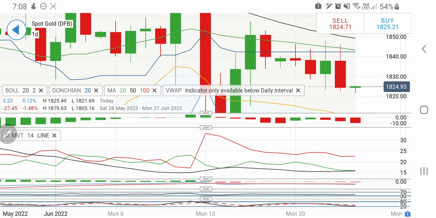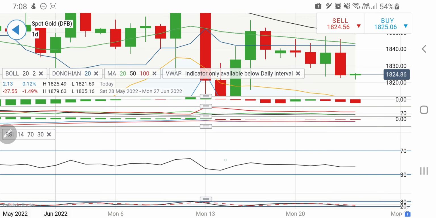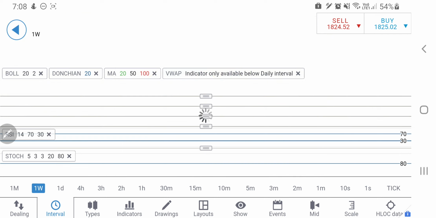Oscillator trading bearish. Directional movement is on the sell side. MACD is also widely divergent and bearish. The RSI is trading flat. Stochastic is again looking downwards. And also let's have a look at the weekly charts.